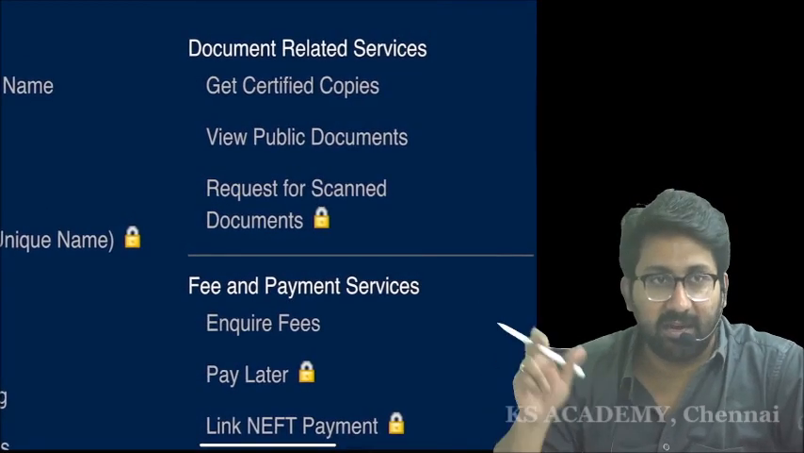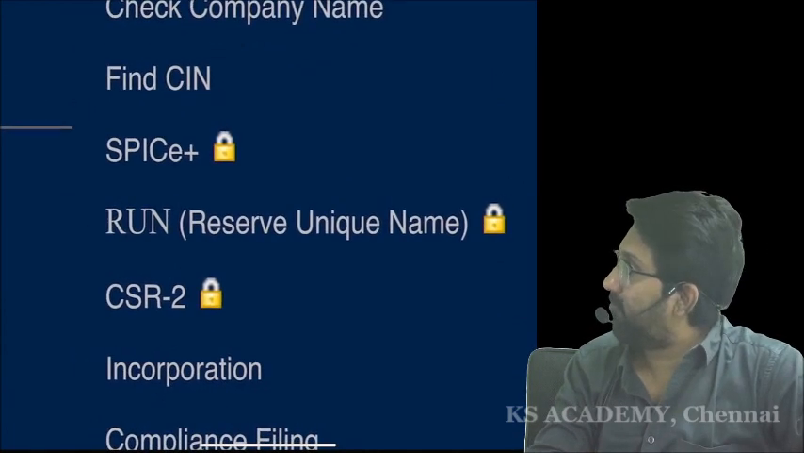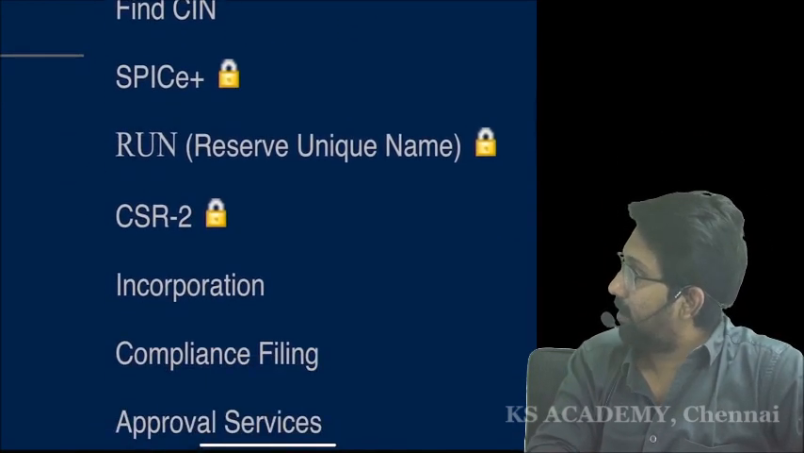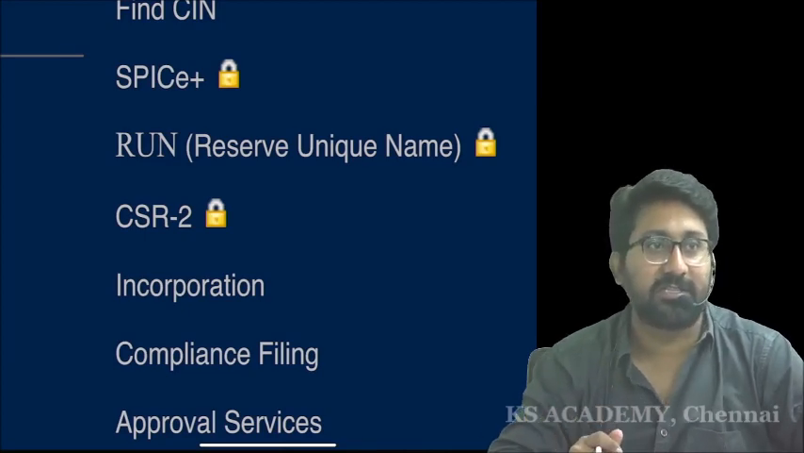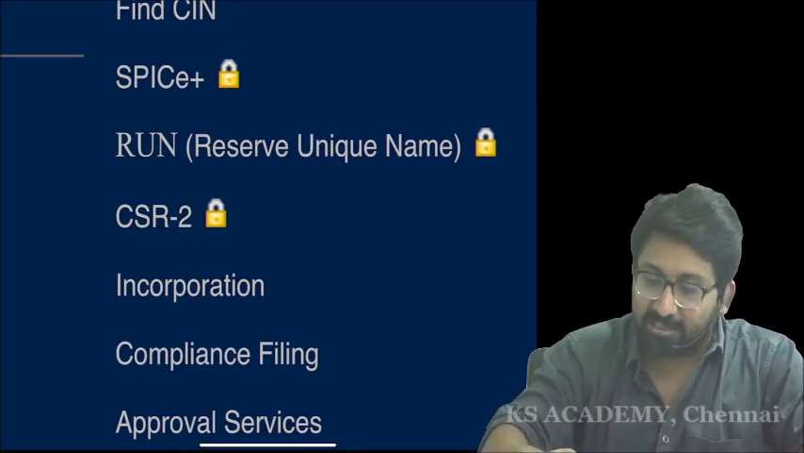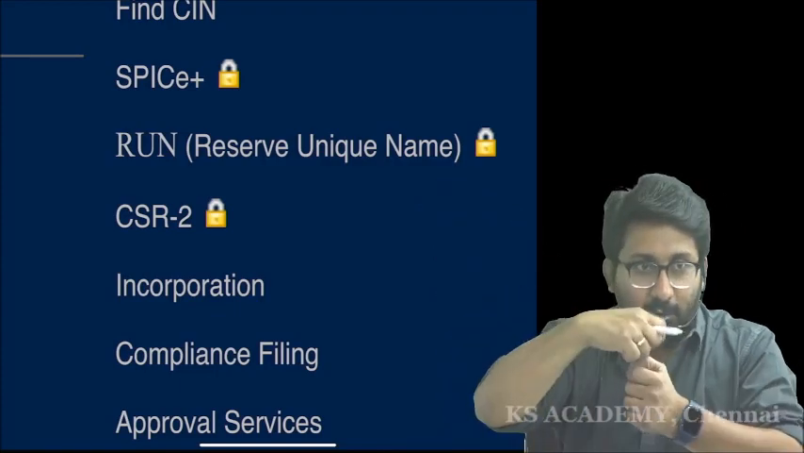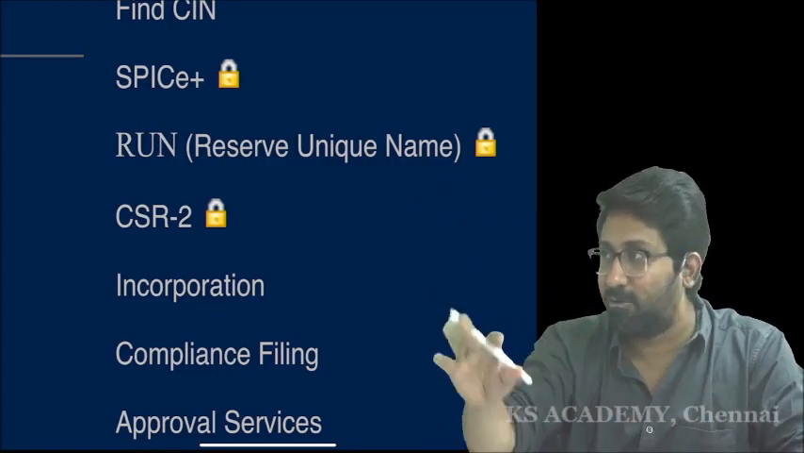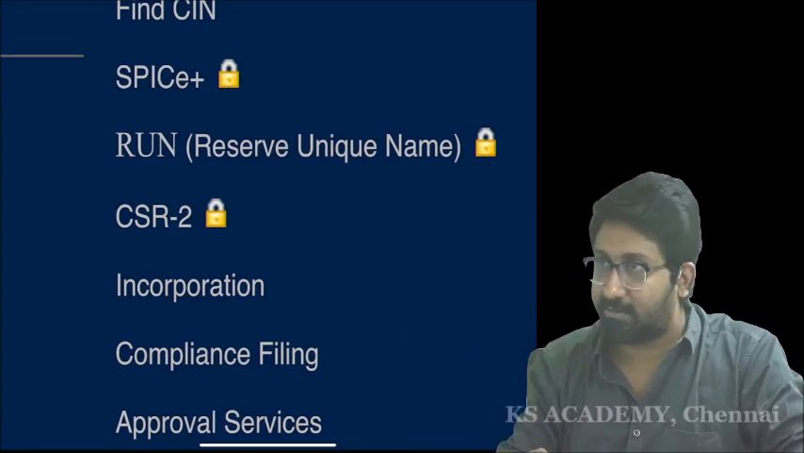Did you see there? Reserve unique name. Locked form, opened form. Run. These are all locked forms. Only professionals can open that. Once you have a login, this lock symbol will be gone. It will open; a lock open symbol will come. You can enter, you can fill the forms. Now everyone has a practical understanding of how the MCA website works.